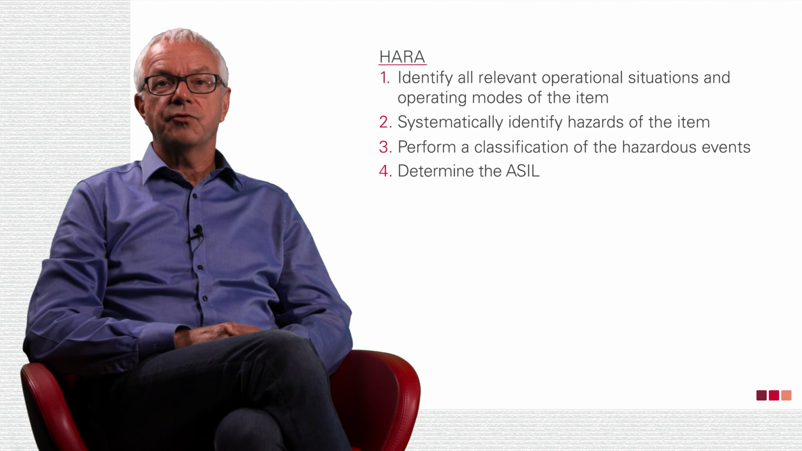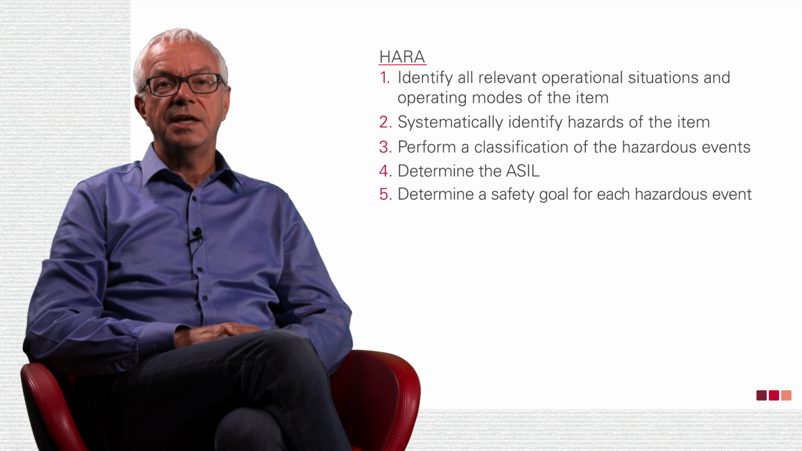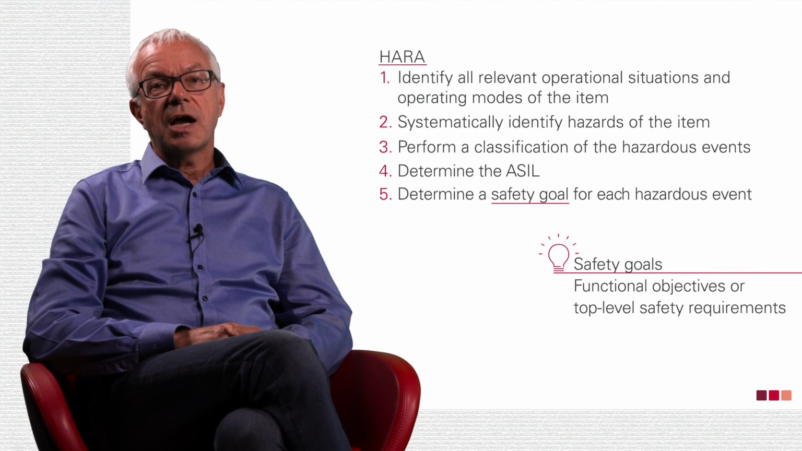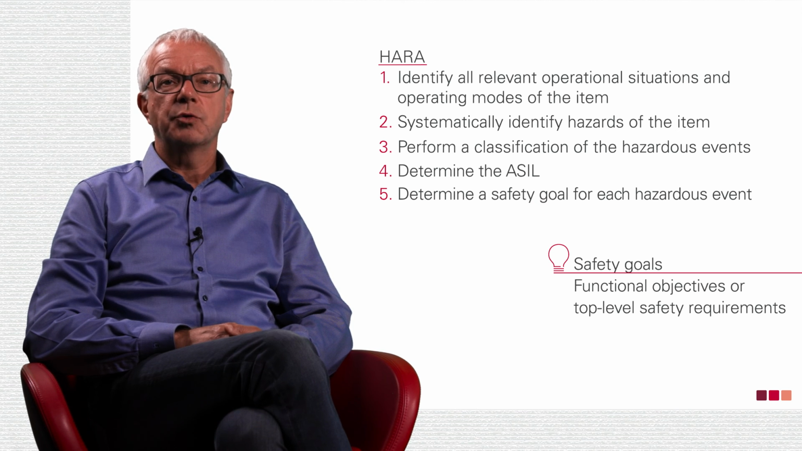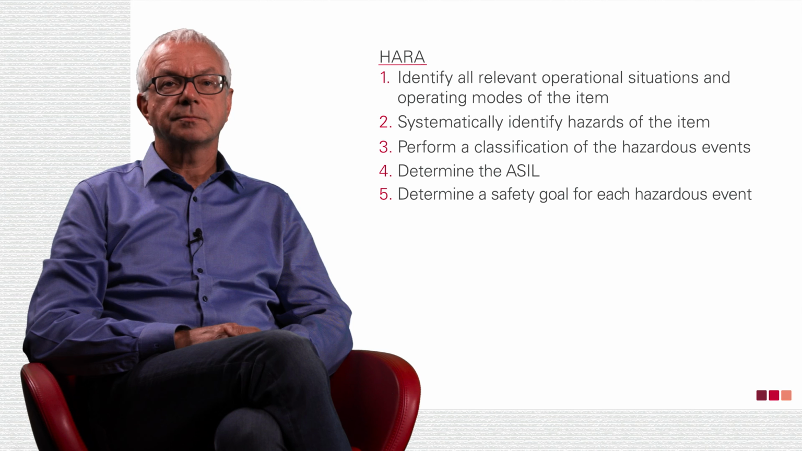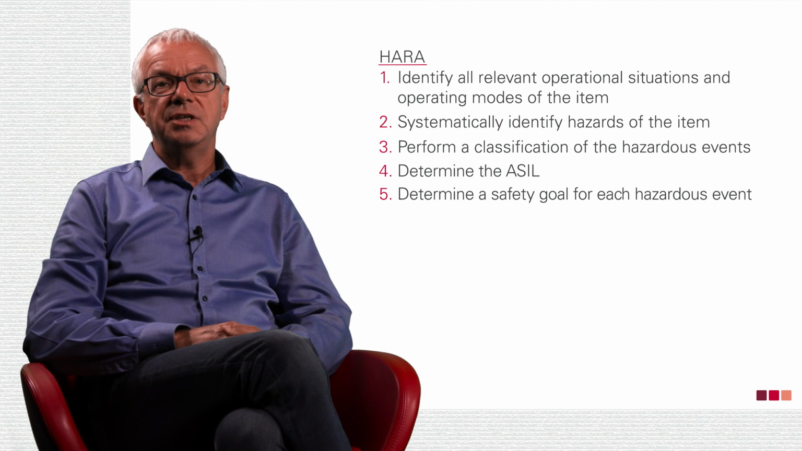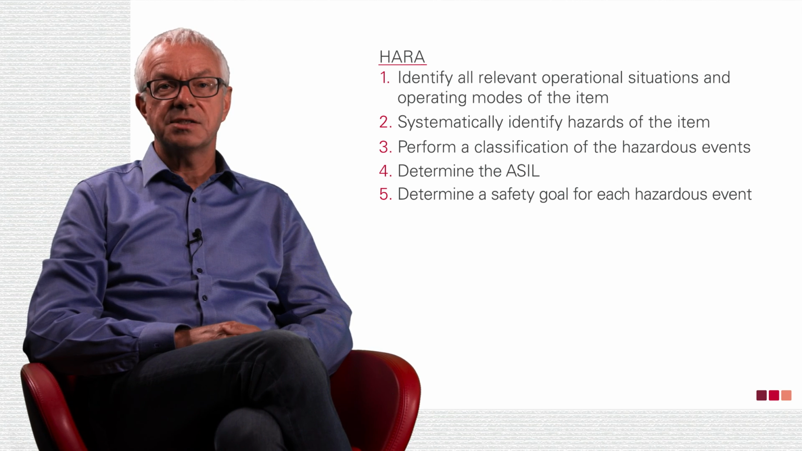Once you have your ASILs for dangerous events, the next step is to formulate so-called safety goals. These are functional objectives or top-level safety requirements, and they must be suitable for preventing or mitigating hazardous events. An example for a safety goal? Prevent an electromagnetic steering wheel locking system from being activated while a vehicle is in motion. In many cases, you can formulate individual safety goals for several dangerous events. Then you end up with a single-digit number of safety goals. Each safety goal is given the highest ASIL for corresponding hazardous events.